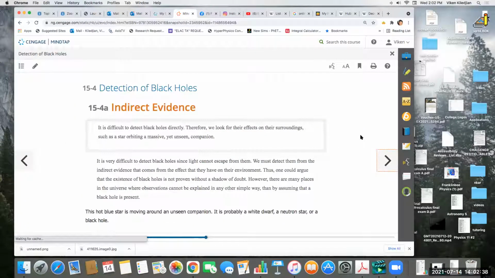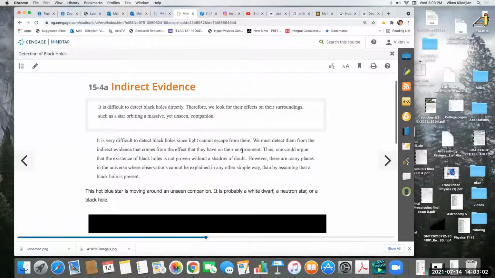It is difficult to detect black holes directly. Therefore, we look for their effects on their surroundings, such as a star orbiting a massive yet unseen companion. It is very difficult to detect black holes since light cannot escape from them. We must detect them from the indirect evidence that comes from the effect that they have on their environment.